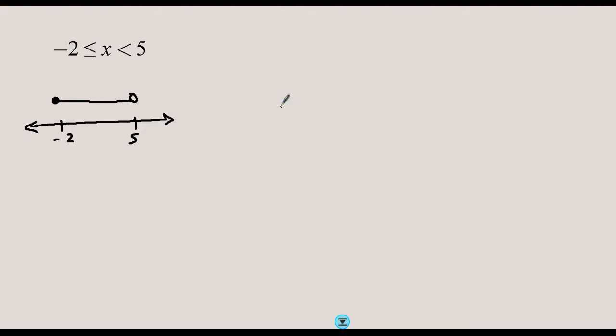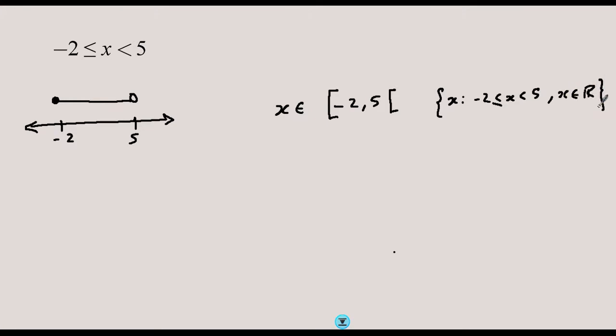Using interval notation, x belongs to the interval from negative 2 to 5. Now obviously 5 is not included, so the square bracket will turn its back. Negative 2 is included, so the square bracket will face it. And using set notation, x is such that negative 2 is less than or equal to x, which is less than 5, and x belongs to the set of real numbers.